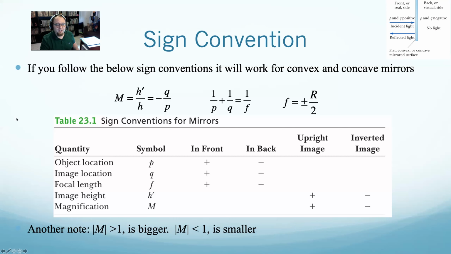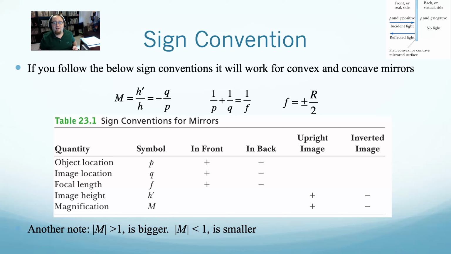For magnification, whether it is positive or negative has nothing to do with size. Positive magnification means it's upright. Negative magnification means it's inverted. However, for the magnitude of magnification, if magnification is greater than 1, it's magnified. If magnification is less than 1, it's reduced.